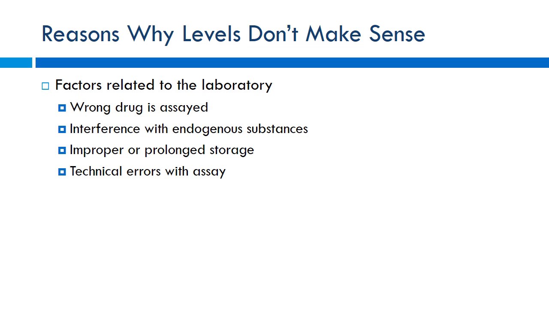So other things was the right drug assay. We'll have levels that come back and it looks like it's negative, and we're like, well, did they even test for the right drug? That could be one reason why something can come back erroneously. We mentioned interference with endogenous substances. I mentioned critically ill patients can have cross-reactants with digoxin. That can be one problem you run into, or just improper storage of the sample and just technical errors of the assay.